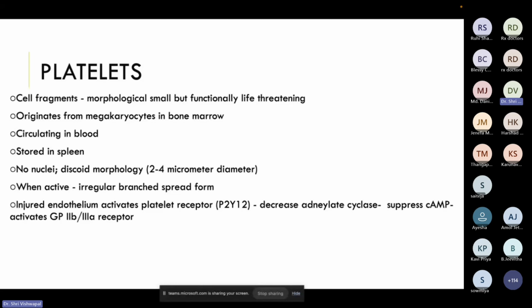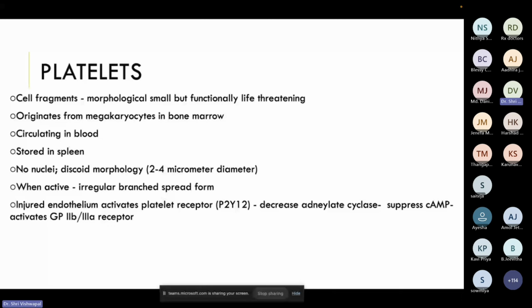When the vessel is injured, the platelet receptor such as P2Y12 gets activated. So when this P2Y12 activates, it decreases adenylate cyclase. So when adenylate cyclase decreases, it suppresses cyclic AMP formation. And suppressing cyclic AMP activates glycoprotein 2B and 3A. This glycoprotein 2B and 3A receptor will attract platelets, and they get clumped together. So this is how the clotting mechanism works.